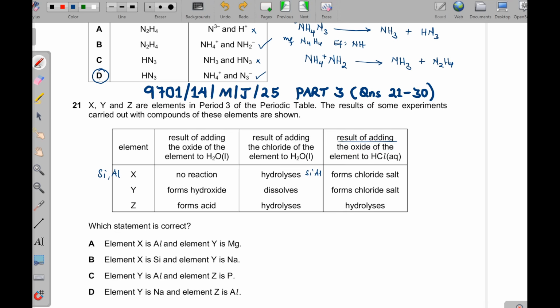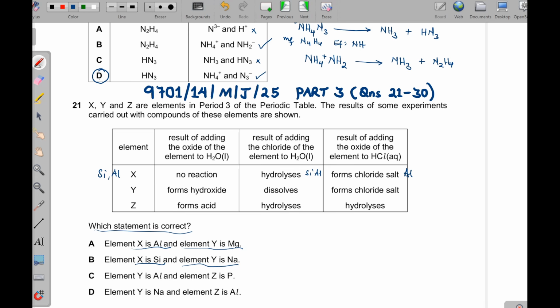Yes, aluminium oxide is amphoteric. It can react with the acid and then with the base. Okay, so you can put there aluminium. Then Y forms a hydroxide. Now, when we look at X here, let's go to the options. Which statement is correct? X is aluminium, X is silicon. And element Y is magnesium, element Y is sodium.